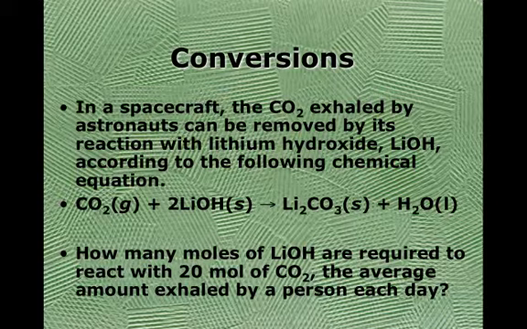So in a spacecraft, the carbon dioxide exhaled by astronauts can be removed by its reaction with lithium hydroxide according to the following chemical equation. Is it balanced? Well, we have 1 carbon on each side. How many oxygens on the left? Yep. There's 4 oxygens on the left, and there's 4 on the right, because there's a coefficient of 2 here, remember? So there's 2 oxygens plus 2 oxygens. There's 2 lithiums and 2 lithiums, and then 2 hydrogens and 2 hydrogens.